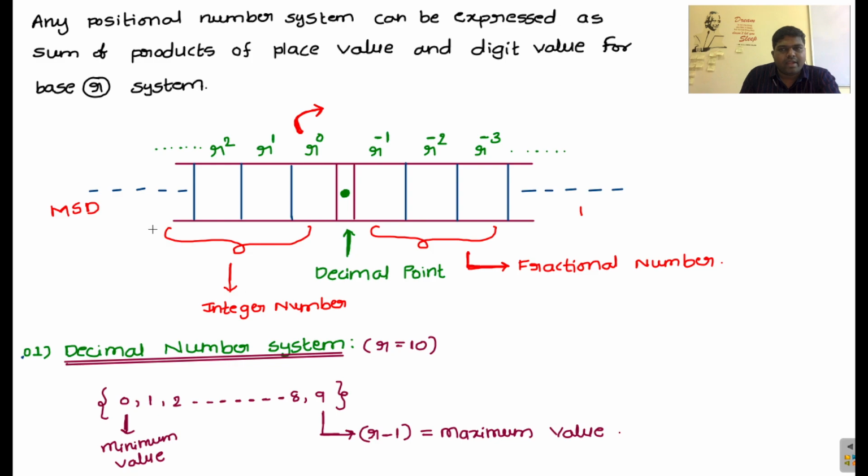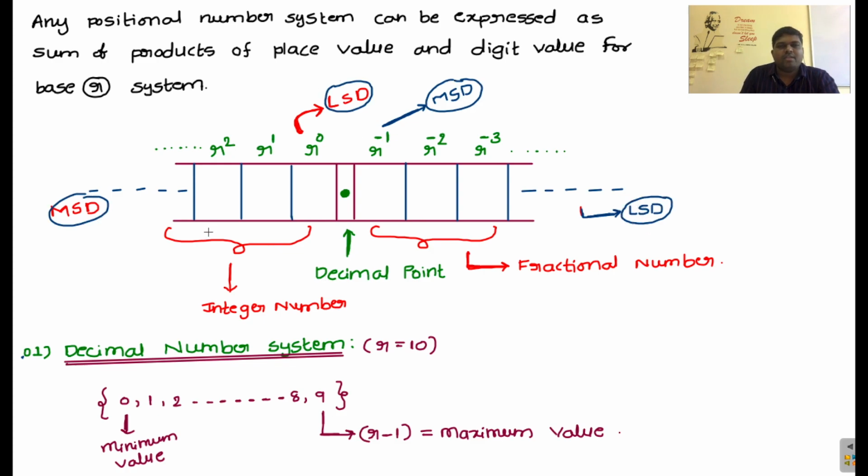While considering the integer portion, the leftmost digit is called the most significant digit and the rightmost digit is called the least significant digit. MSD means most significant digit, LSD means least significant digit. In the same way, if you observe the fractional portion, the starting position is called the most significant digit and the last digit is called the least significant digit. These are very important terms.